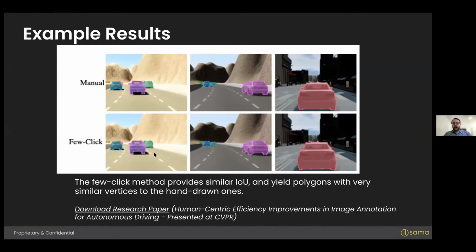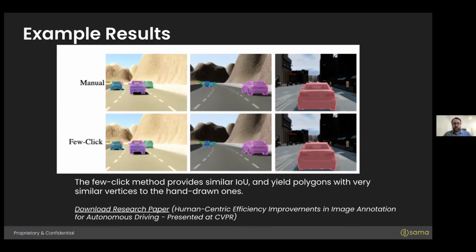You can see that they are providing a similar intersection over union. And we're also putting some special thought into making sure that the predicted polygons result in similar vertices to the hand-drawn ones. And also as a reference, I'll be happy to share a research paper that we published that was originally presented at CVPR, which really focuses on this approach of human-centric efficiency improvements in image annotation.